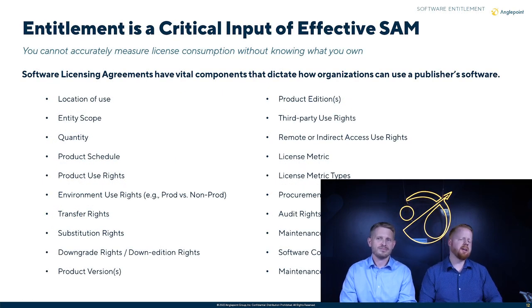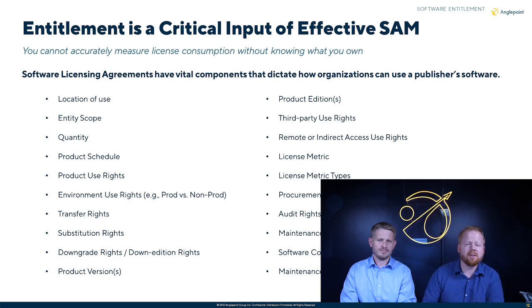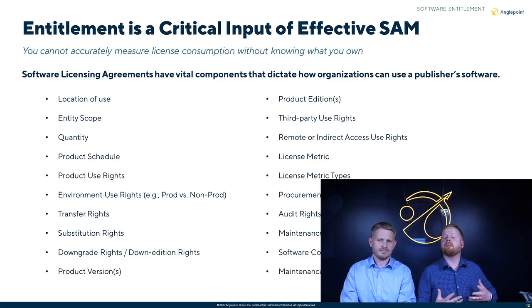Yeah, so when we think about software entitlement, it's kind of where we start oftentimes, right? Because the software entitlement is that input into effective software asset management and governance. So software licensing agreements, as Chris mentioned, have vital components that dictate how we can use the publisher's software, right? So let's look at just a few of them. There's a whole lot more than just this, right? But we want to touch on a couple.